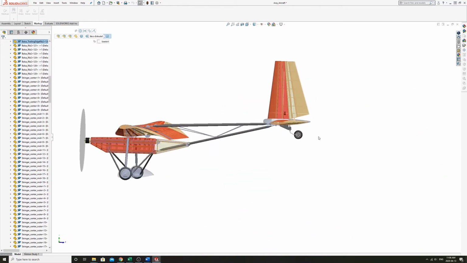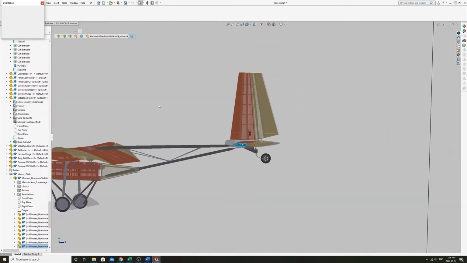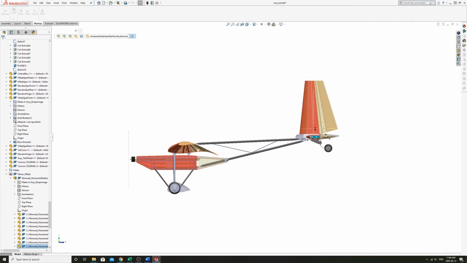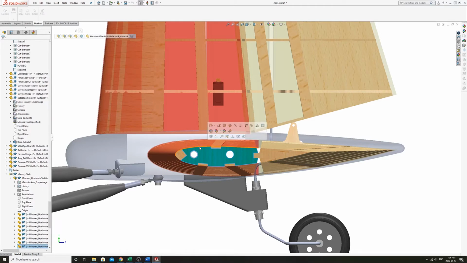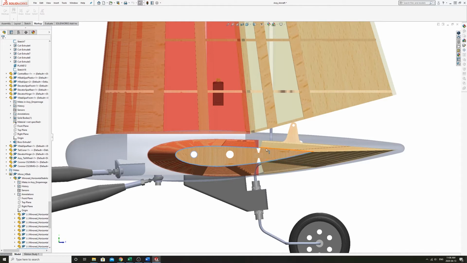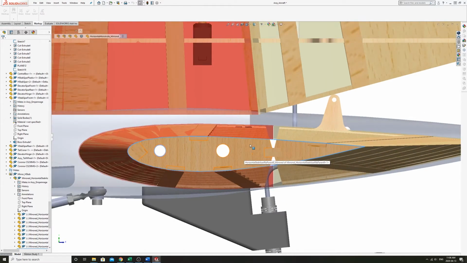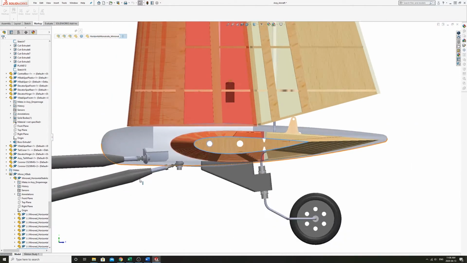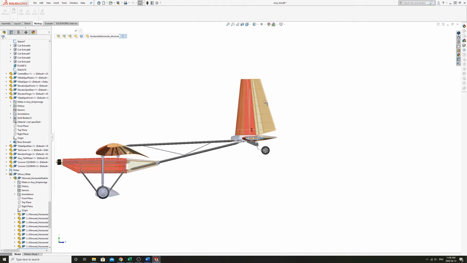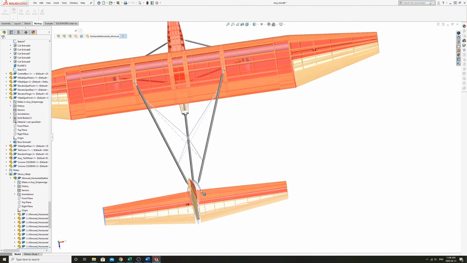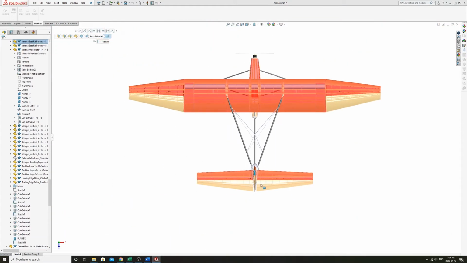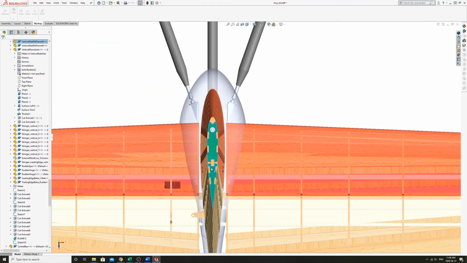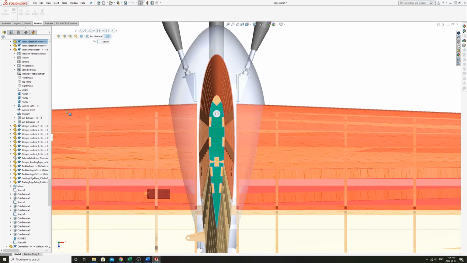And if we take a look at the H-stab, in this case, we've got another airfoil cross section, which is slightly cambered, but actually upside down in relation to the main wing. And then finally, if we take a look at the vertical stabilizer, here we've got a symmetric airfoil cross section.